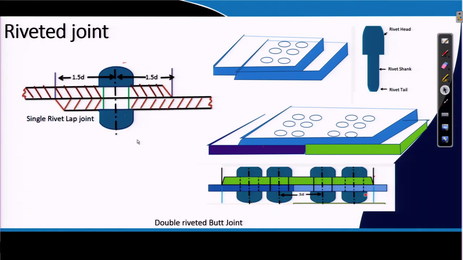Now, what is a riveted joint? A rivet is a small piece of item that has a rivet head, a rivet shank and a rivet tail. Now, two plates are there that are to be joined together. What they do is put the rivet inside and then connect it there, closing it over there, and you join it.